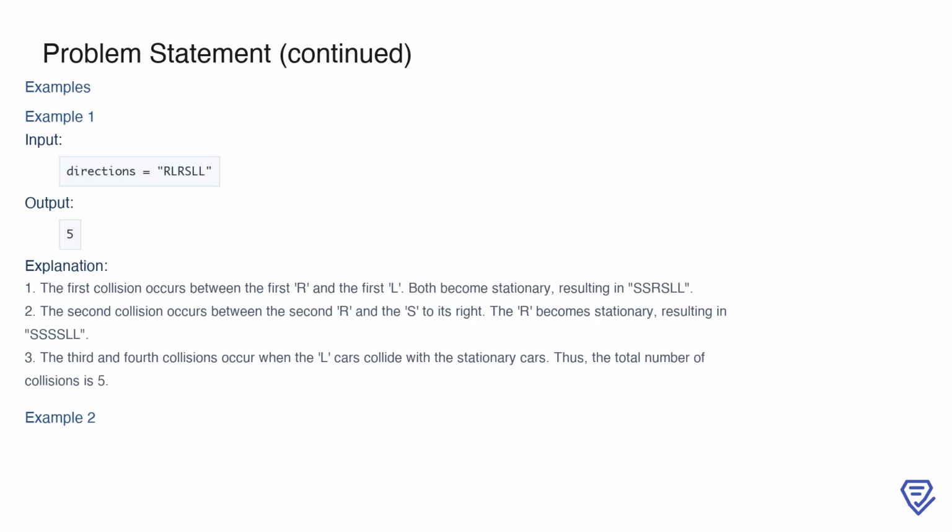Let's consider some examples to better understand the problem. In the first example, the input string directions is RLRSLL. The first collision occurs when the R car moving right collides with the L car moving left, causing both to become stationary. This updates the string to SSRSLL. Next, the second R collides with the stationary S, becoming stationary itself. The string now becomes SSSSLL. Finally, the two L cars collide with the stationary cars, contributing additional collisions. In total, there are 5 collisions. This demonstrates how we track each interaction along the road to count the total number of collisions.